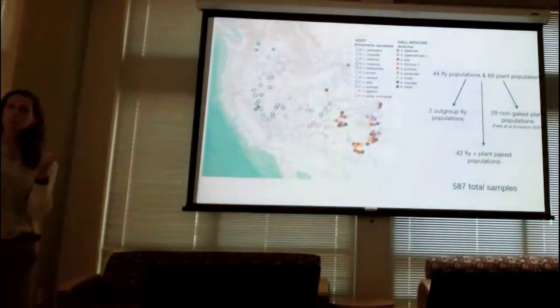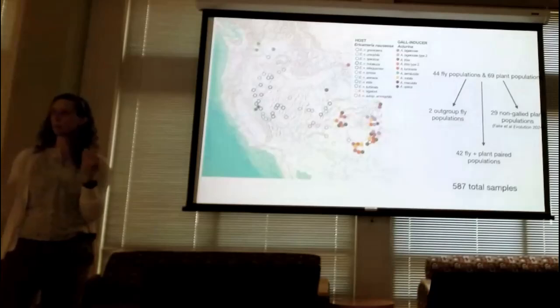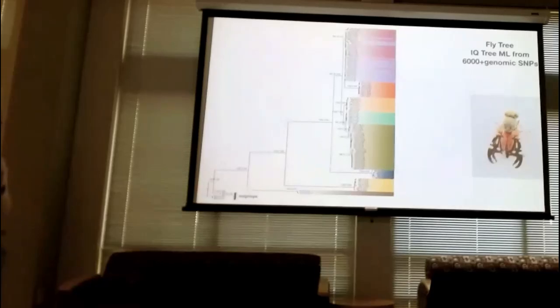So we wanted to know, how are these flies actually related to each other, and then how are they evolving with their host plant? So we ran around and collected all of the colored circles here with paired flies and plants. And then we also gathered a bunch of other plant data that was from a previous thing that had unknown gall associates. And we made a tree.